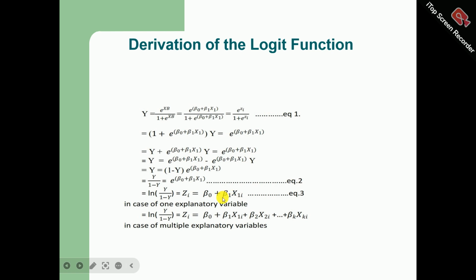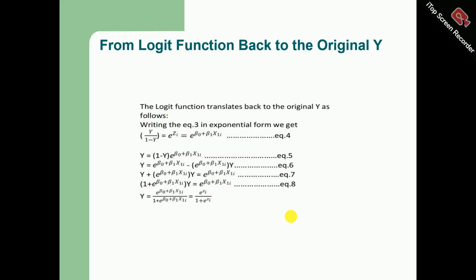If we have more than one explanatory variable, then in that case we have natural log of y divided by 1 minus y is equal to zi, and that is equal to beta naught plus beta 1 x1i plus beta 2 x2i up to beta k xki. This is in case of multiple explanatory variables. The Logit function that we just discussed can translate back to the original y as follows.